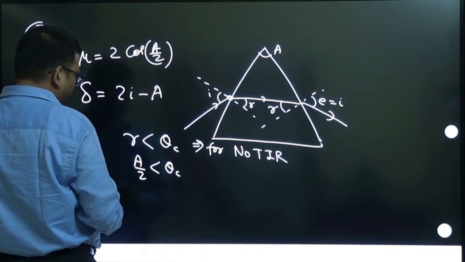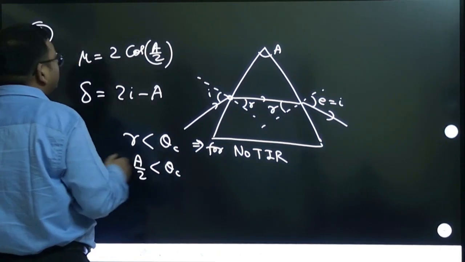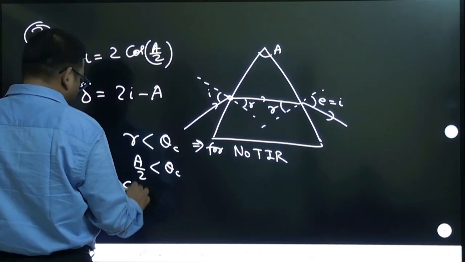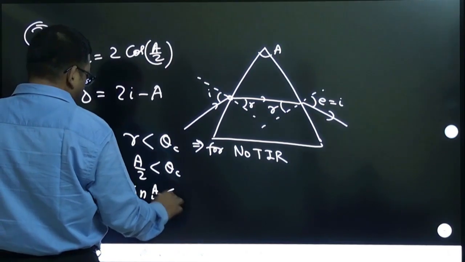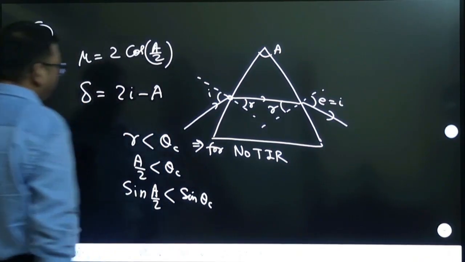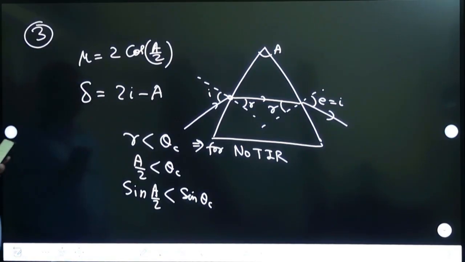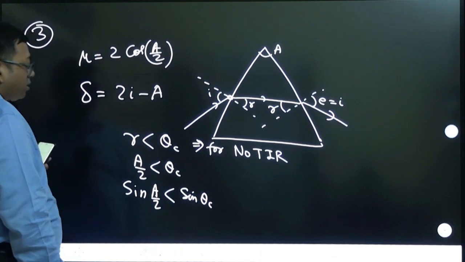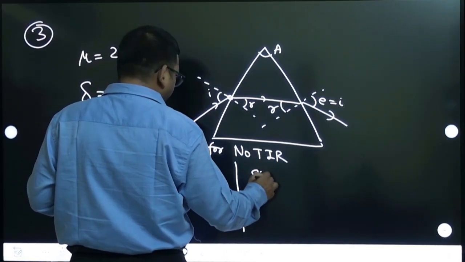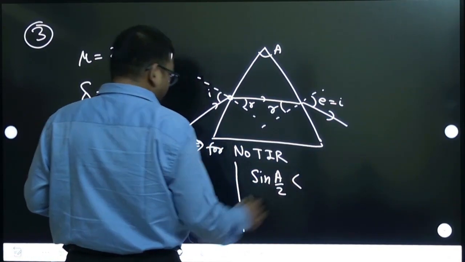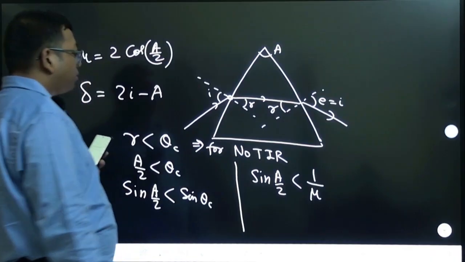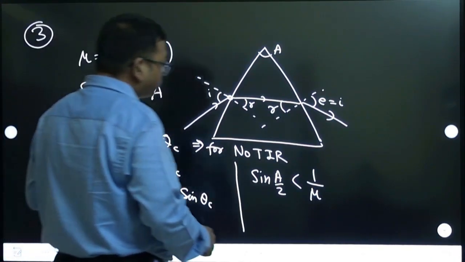Here we can take sine R also, in terms of mu. Let us take sine A by 2. Sine A by 2 is less than sine of the critical angle. Apply this condition. Then what is the critical angle? Sine of the critical angle is 1 by mu. So sine of A by 2 is less than 1 by mu. Correct? Now you substitute the mu factor.